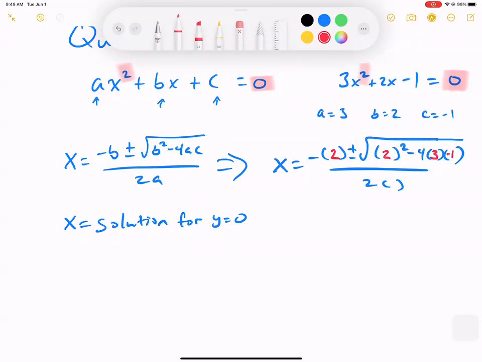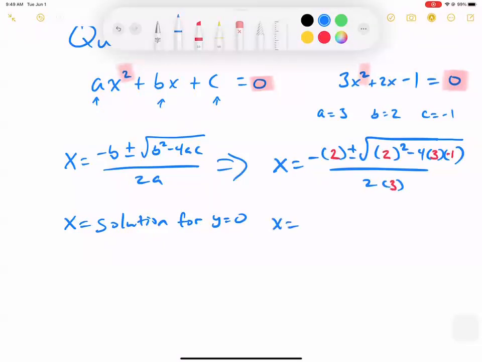All over 2a. So what we're doing is setting up our problem, and then we can plug in our a's, b's, and c's. Now we're going to take our time to simplify it. So that's it, that's the setup. If you can plug in your a's, b's, and c's, you are almost 90% done.